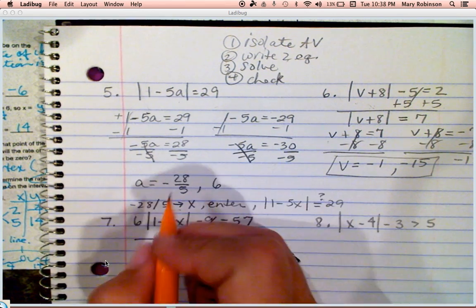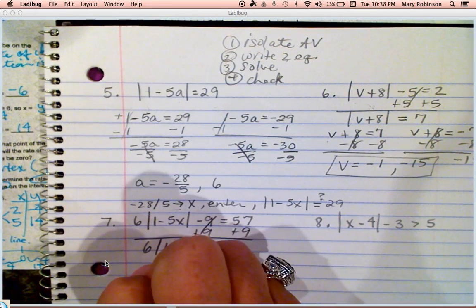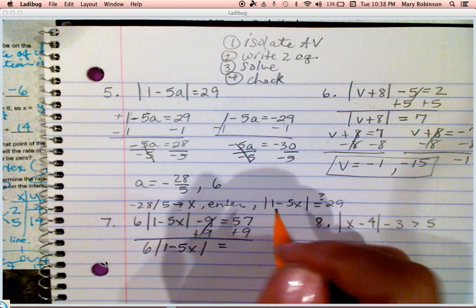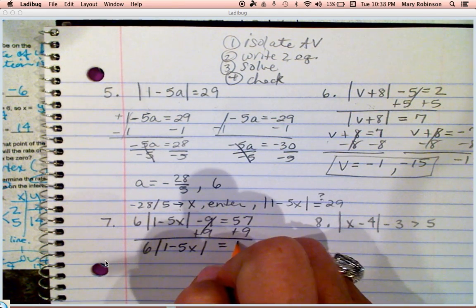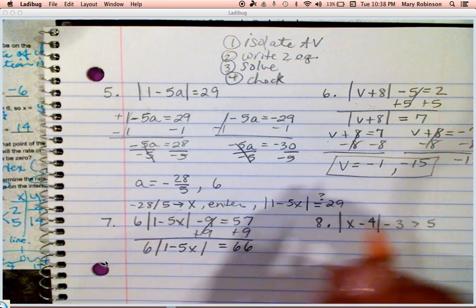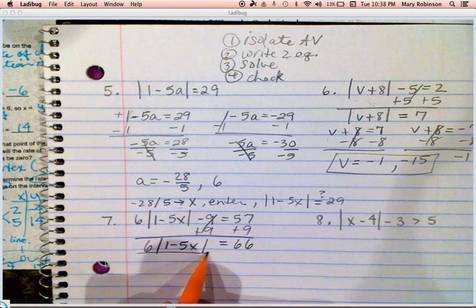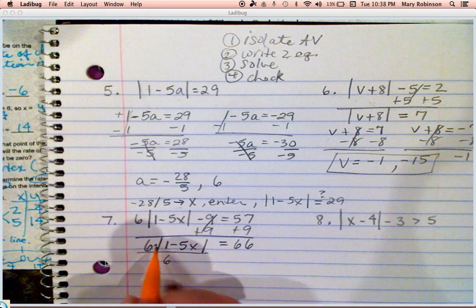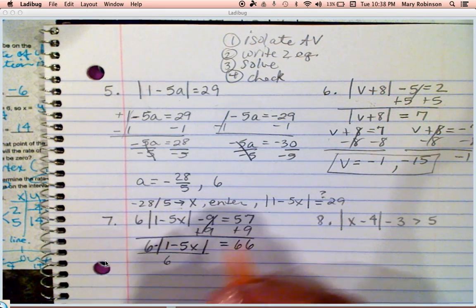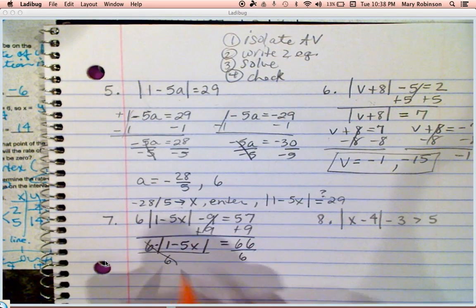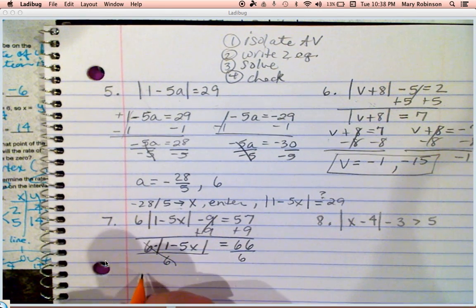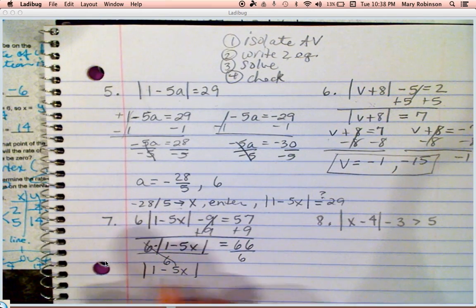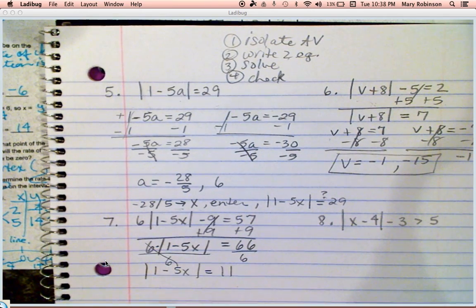We're going to add 9 to both sides first. And then 57 plus 9 is 66. Our next step is to undo multiplication or division. And since this is 6 times the absolute value, the inverse would be to divide both sides by 6. By doing so, we get the absolute value of 1 minus 5x is equal to 11.